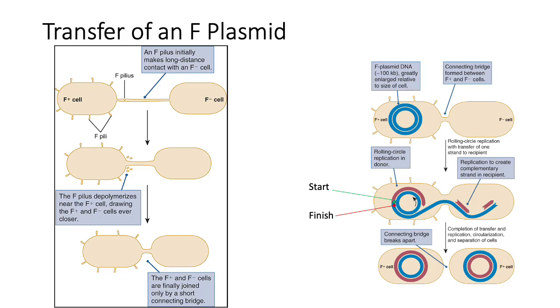The pilus reaches out from the cell that has the F plasmid, and we're going to call a cell that has the F plasmid F+, and we're going to call a cell that does not have the F plasmid F-. So the F+ cell forms a pilus with the F- cell, and then it starts shrinking the pilus from its own side and bringing the F- cell closer and closer until the pilus between them is very short and the cells are very close together.